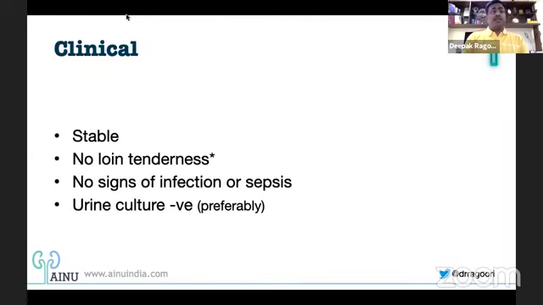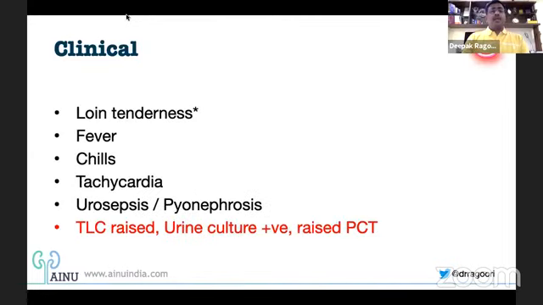it is preferably negative. And a red flag would be patients where there is loin tenderness, fever with chills, which are predominantly saying a big no because those are the signs of pyelonephritis, tachycardia clinically. And when you do laboratory investigations, again, of course, if the TLC is raised or a urine culture is positive, these are the strict no's where you wouldn't do. Of course, raised PCT is another parameter which is not done usually, but yes, when the patient is in sepsis, it is automatically seen that the PCT is also raised.